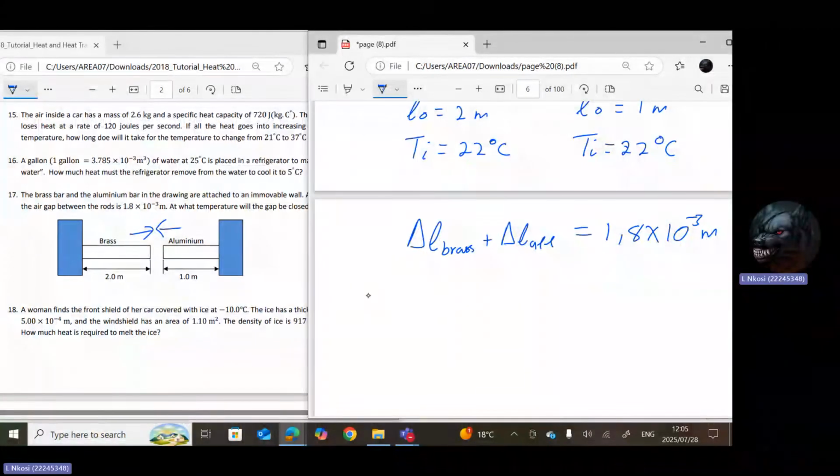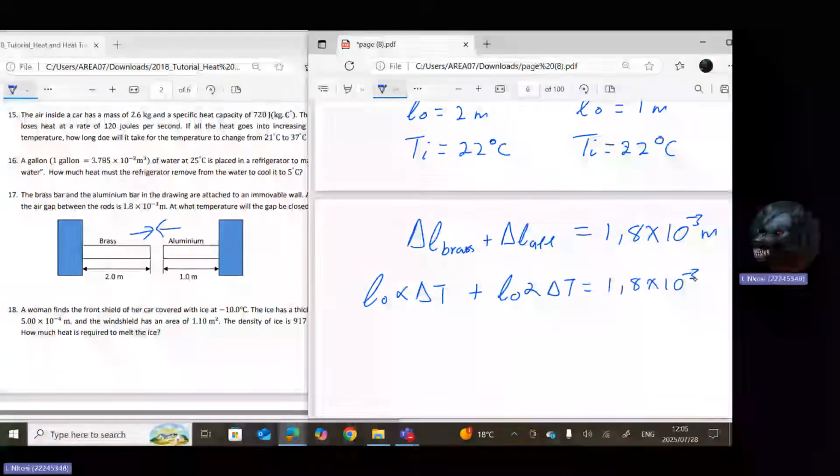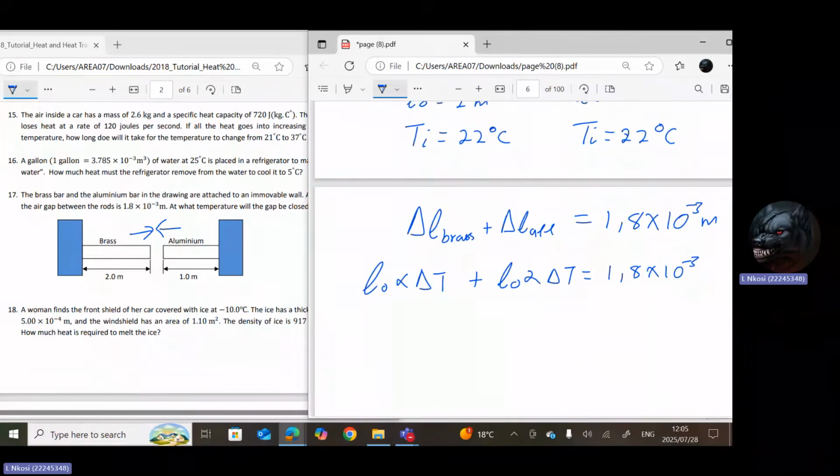So okay, change in length of the brass would be original length of the brass, alpha for brass, change in temperature. Plus the aluminium: original length, alpha for aluminium, change in temperature, equals 1.8 times 10 to the minus 3. So 2 times alpha plus 1 times alpha plus 19 times 10 to the minus 6, times change in T.